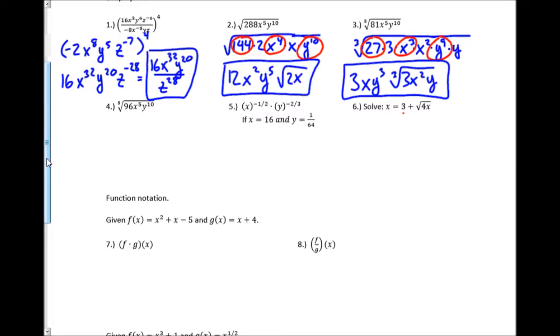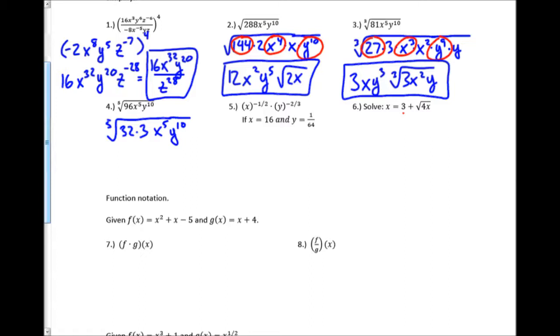And number 4, we're looking for the 5th root this time. So that means we're looking for perfect fifths here. And if I'm looking for perfect fifths, I need things to the 5th power that divide evenly into each of these values. For example, the 96, the perfect fifth that divides evenly into that is 32. That's 32 times 3. X to the 5th and y to the 10th are already perfect fifths because, again, with variables, we just look to see if the exponent is divisible by that root, which each of these already is.